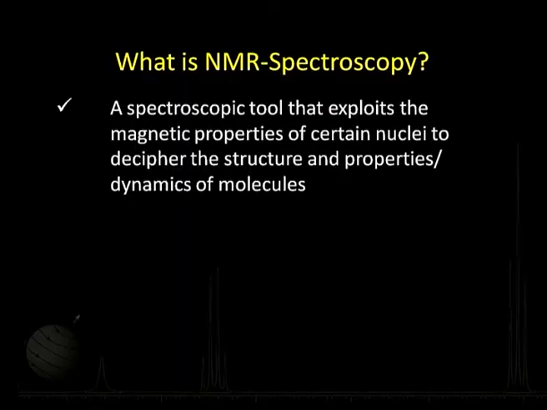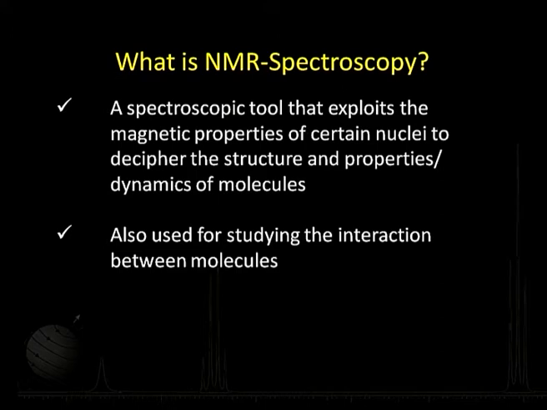Okay. So, with that kind of an outline, let us see what NMR spectroscopy is. NMR spectroscopy is basically a spectroscopic tool that exploits the magnetic properties of certain nuclei to decipher the structure, properties and dynamics of molecules. It will probably not be incorrect to say that it is the most versatile tool in the hands of organic chemists, because it provides a lot of information regarding the structure of molecules, and also helps in studying the interaction between molecules. It is a very versatile tool.